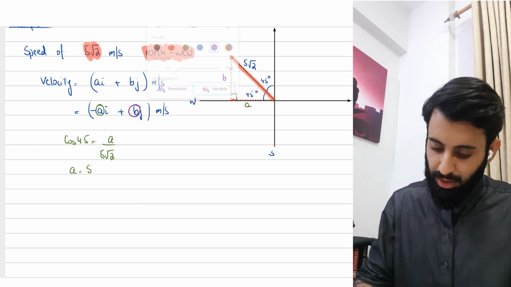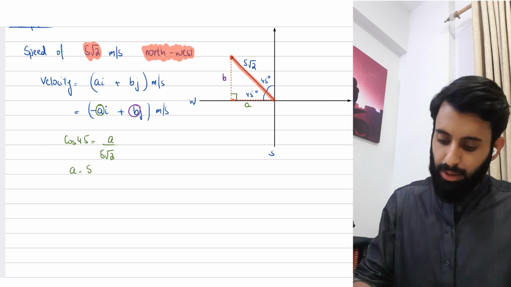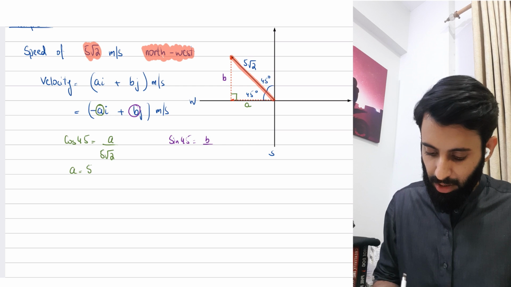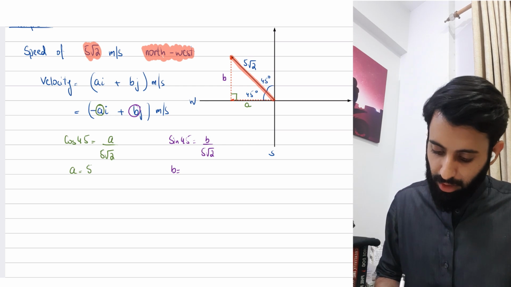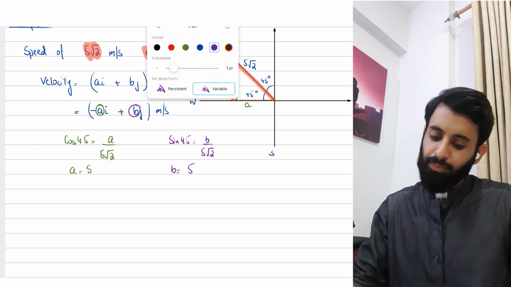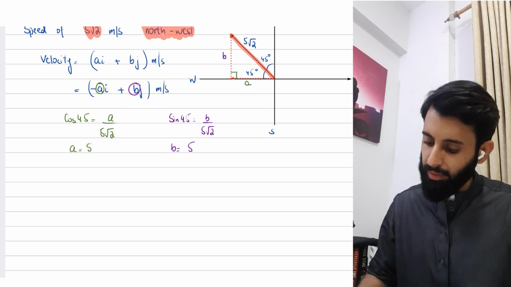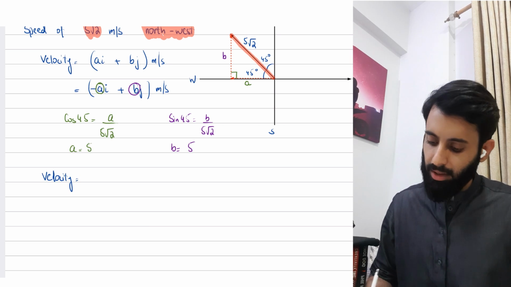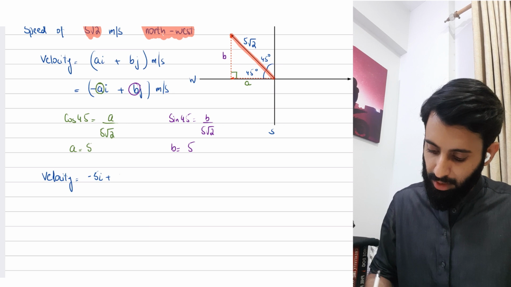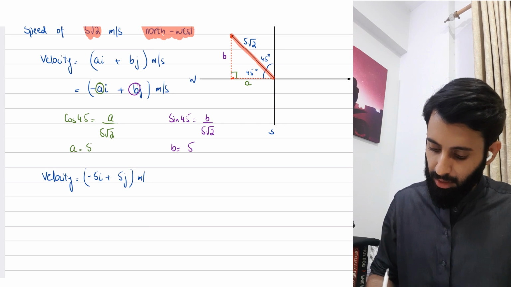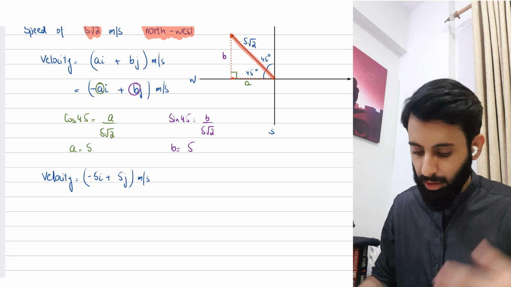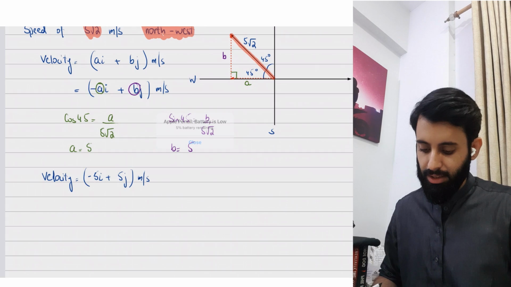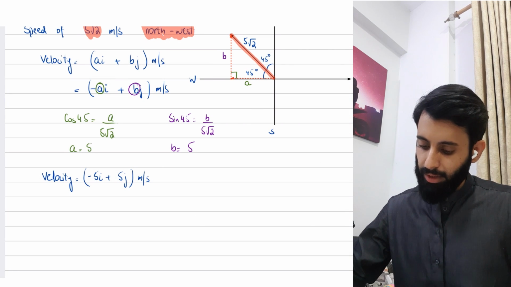If you want to work out what b is equal to, this time you want the opposite length and you have the hypotenuse, so you'll use sine 45 equals opposite, which is b, upon hypotenuse, which is 5 under root 2, and b here will also be equal to 5. Now I'm going to put these two back into the velocity vector, and the velocity of this particle is equal to minus 5i plus 5j meters per second. That means every second this object moves 5 units towards the left and 5 units up, which is why it has a combined velocity of 5 under root 2 meters per second.